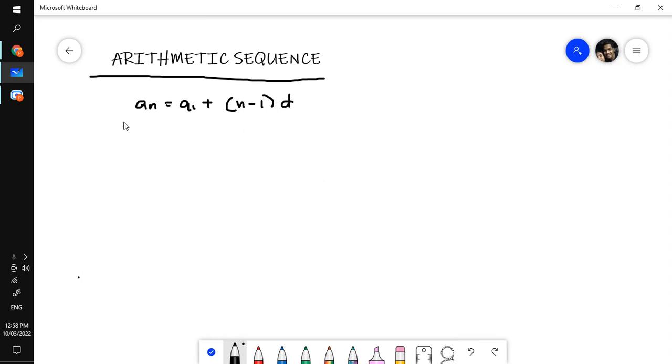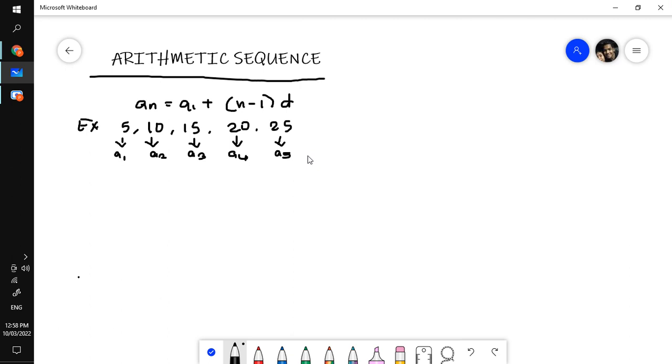So for example, if I have here the sequence 5, 10, 15, 20, and 25. So this is an example. Our a sub 1 is the 5, our a sub 2 is 10, our a sub 3 is 15, our a sub 4 is 20, and our a sub 5 is 25. The following terms or the preceding terms can be denoted by a sub n.